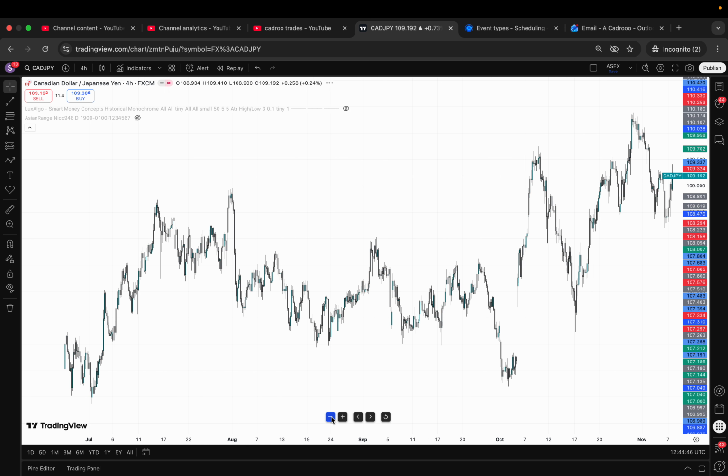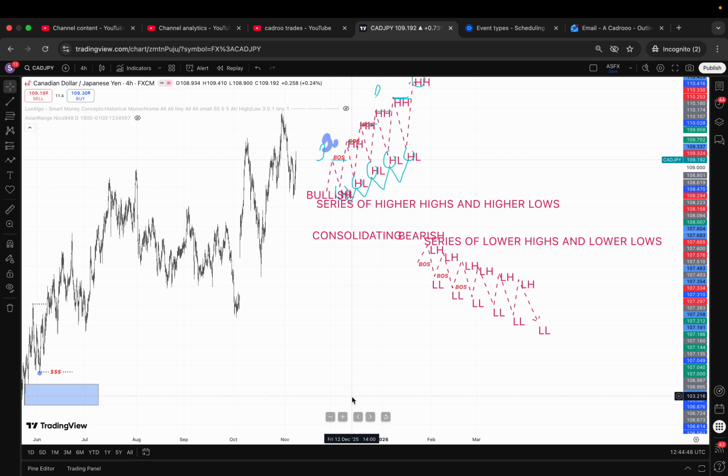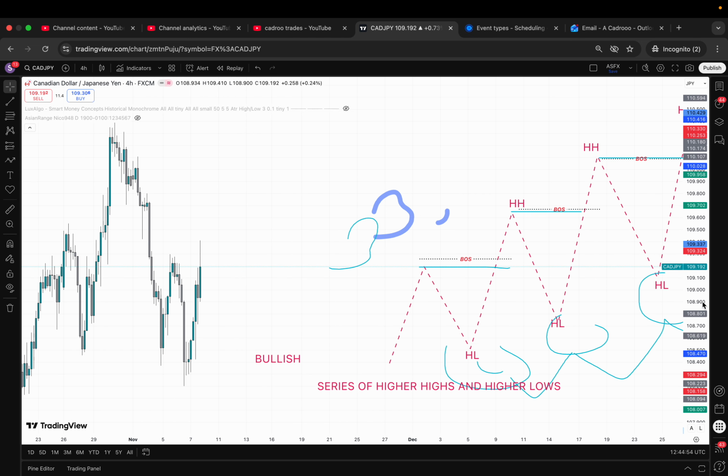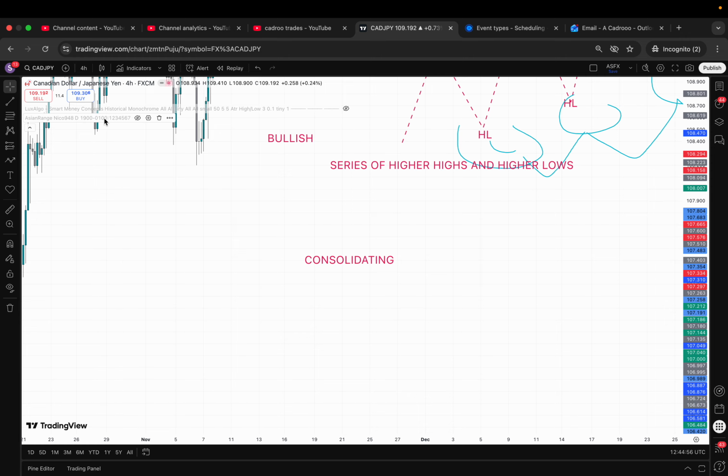So let's move to the consolidating market. A consolidating market is when the market is neither bullish nor bearish, which means the market is neither going up nor going down. This happens when the market is in between the bullish and the bearish trend. This means the market is ranging. The market is moving sideways.